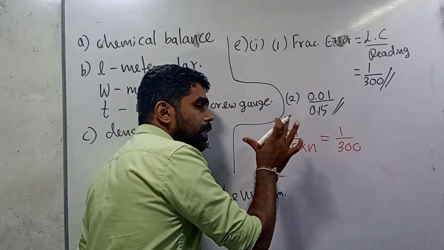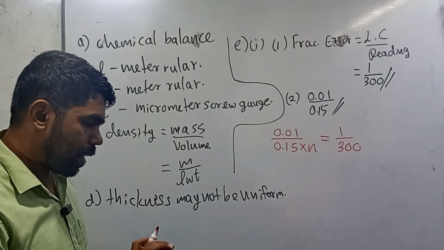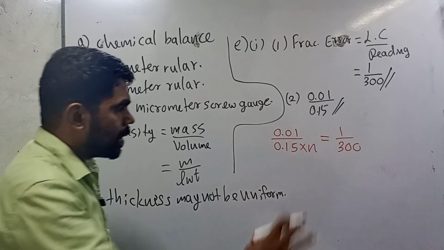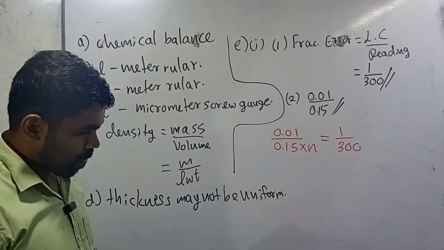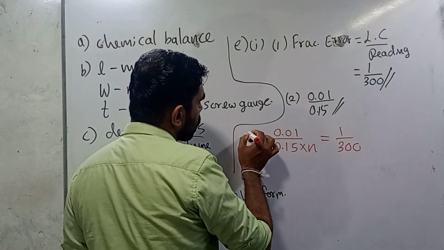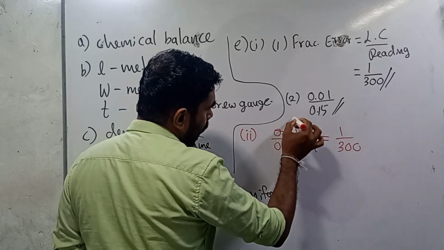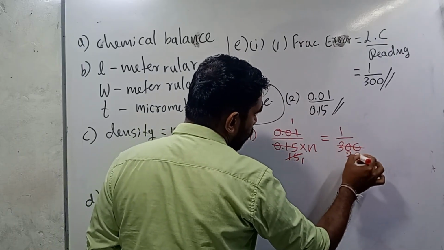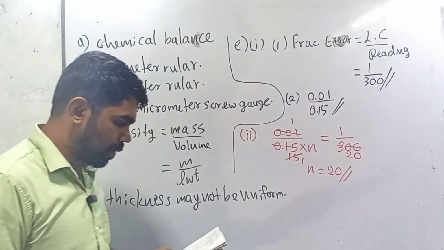We have to measure the thickness of paper by using a bundle of papers such that the fractional error is equal to the fractional error of the length reading. Then we have to find the n value. We can cancel out decimal places. 15 divided by 15 is 1, and 20. Then the n value is 20. We have to use 20 papers.